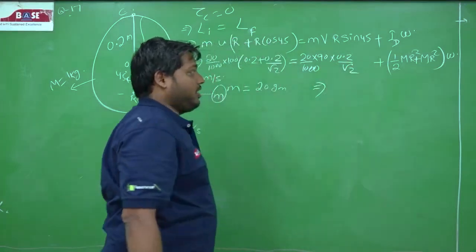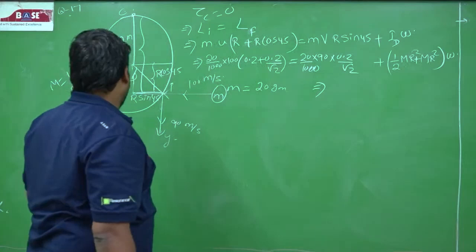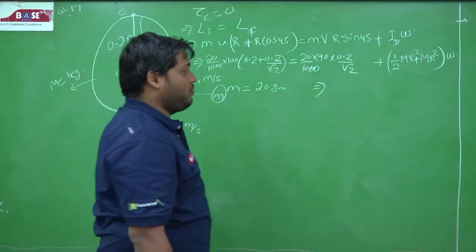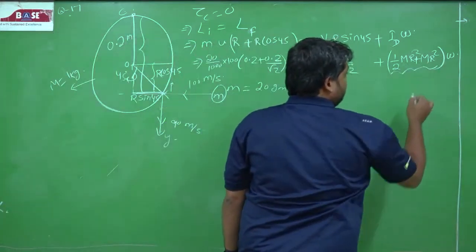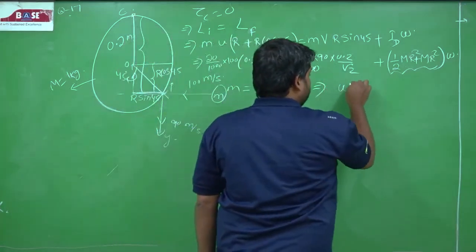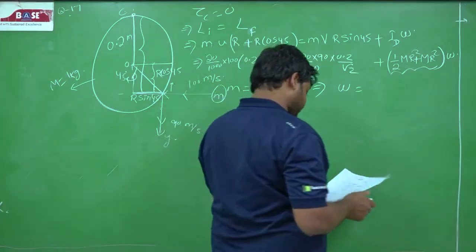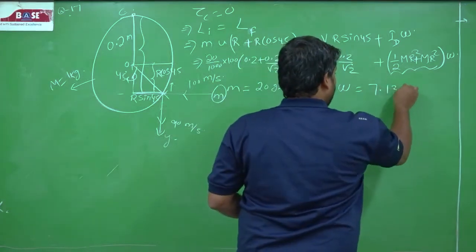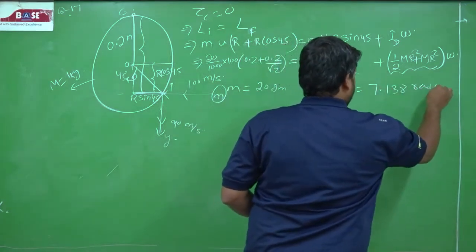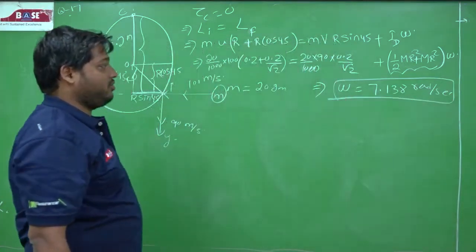If I solve this part, here capital M you can put that 1 kg and r equal to 0.2. This part becomes how much? It becomes 3 by 2 mr square. If I put that one and solve this one, you are supposed to get omega as 7.138 radian per second. Okay, omega equal to 7.138 radian per second.